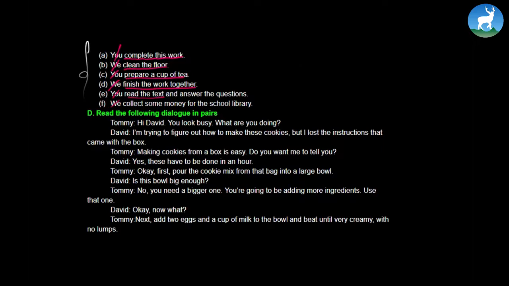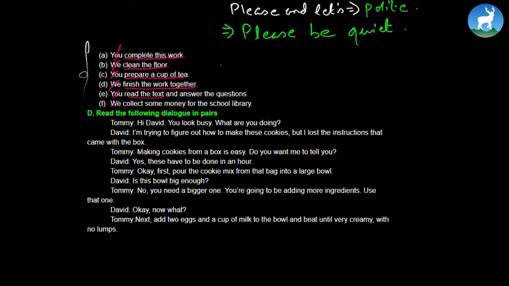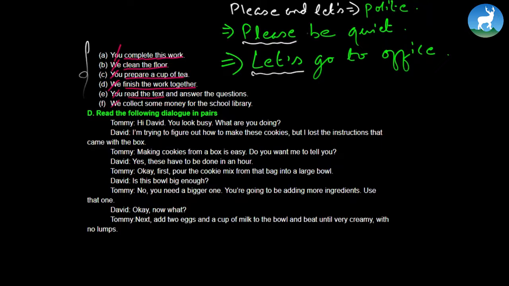Now, of course, sometimes to make it sound more polite, what we can do is add please and let's to make it sound polite. I'm going to give 2 examples here. Like, for instance, please be quiet. You can also say be quiet. That's a direct order. Doesn't sound at all appealing. All right, very straight. But when you say please be quiet, or you can make it more polite by saying let's go to office. See, with a word like let's and please, it sounds more polite.